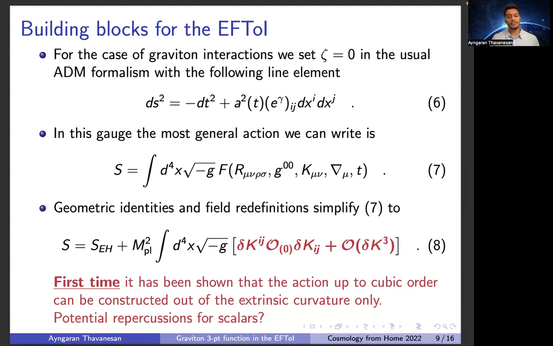Therefore, to compute the bispectra of gravitons, we only need to consider EFT of inflation actions constructed out of the extrinsic curvature delta K ij. This is actually the first time it's been shown that the quadratic and cubic action for massless gravitons that appears in addition to the Einstein-Hilbert part can be derived by considering covariant operators constructed out of the extrinsic curvature alone. This could also have repercussions for scalar non-Gaussianities.